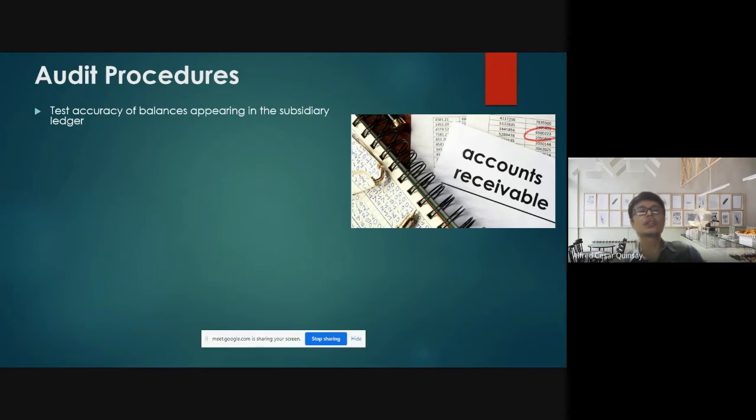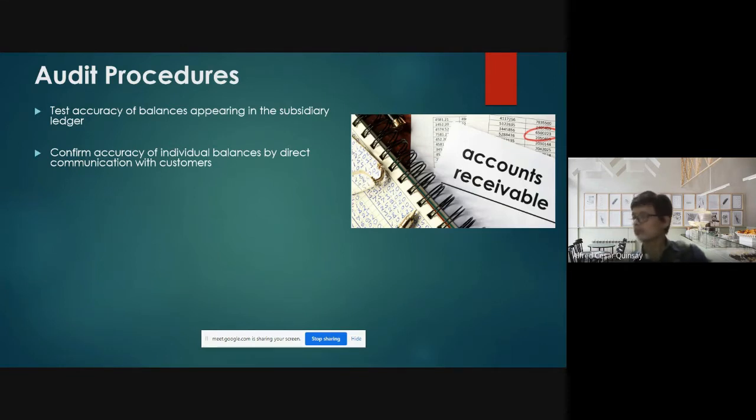And next is yung test accuracy of balances appearing in the subsidiary ledger. Whether these balances are really purport to be the total of those customers, no, yung per customers na yun, yung accuracy niya, no? So confirm accuracy of individual balances by direct communication with customers.